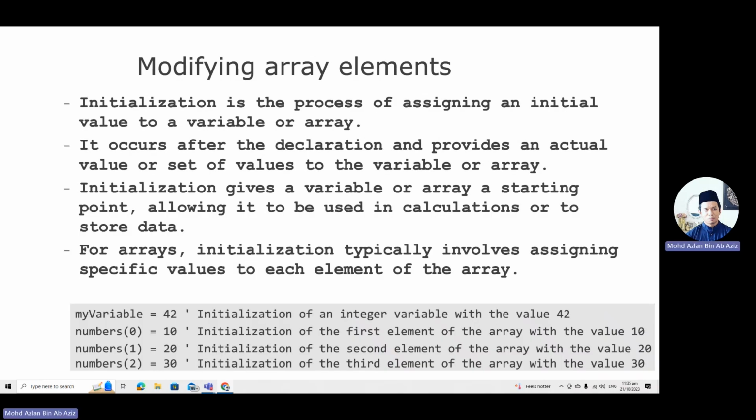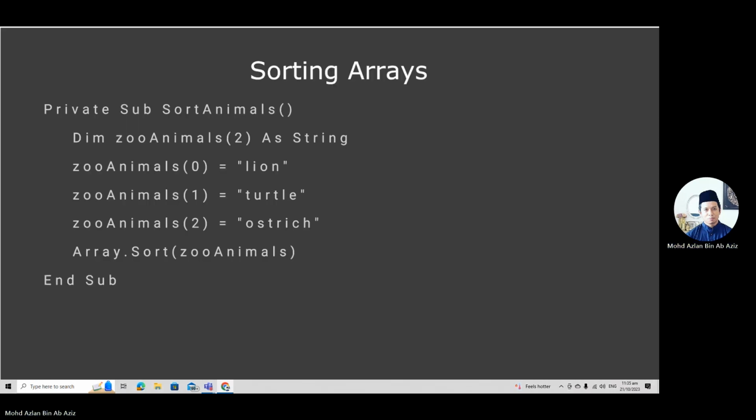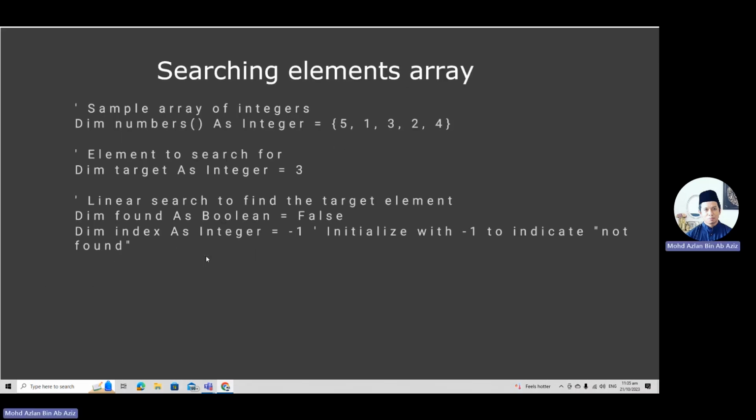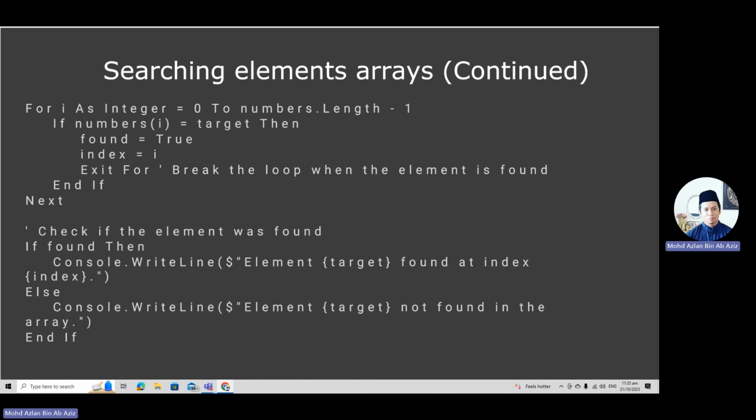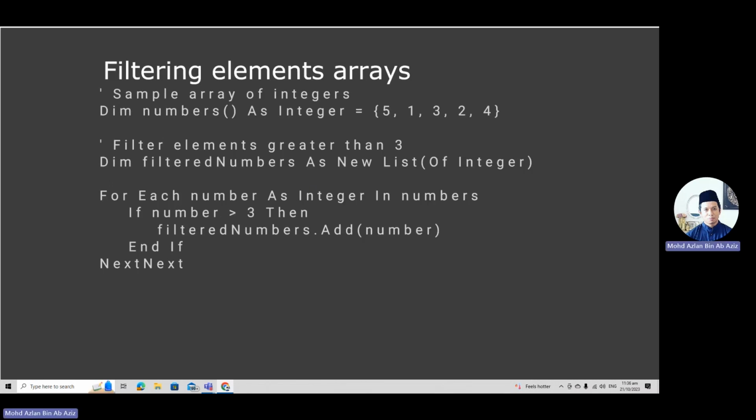You can modify arrays after you have given them their values. You can sort the arrays using the dot sort. You can also search an array, where you use a for loop and you use the if statement, so that if you found that one, you can exit. You can also filter elements in an array.